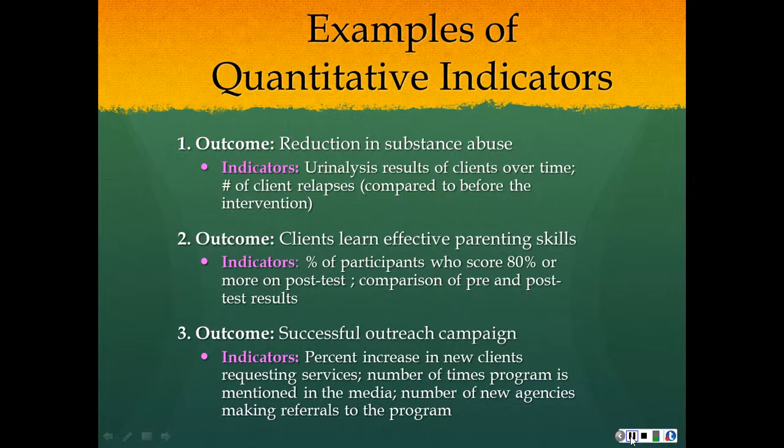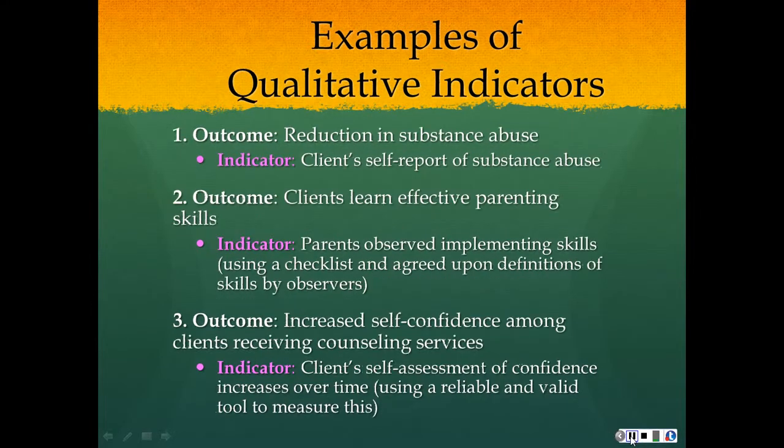So the outcome we're looking for in our parenting skills class is that clients are learning effective parenting skills. Here are some quantitative indicators: the percent of participants who scored 80% or more on a test in the class, a comparison of pre and post-test results. So in this case, if you're looking at parenting skills, someone taking a written test about parenting skills may or may not really show that they are successful. That's really just showing that they know the right answers to the questions. So here you would want a qualitative indicator.